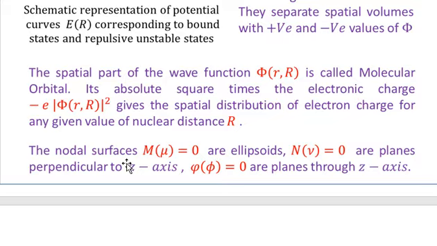The nodal surfaces M of mu equal to 0 are ellipsoids. The nodal surfaces N of nu equal to 0 are planes perpendicular to the z-axis. And the nodal surfaces phi of phi equal to 0 are planes through the z-axis. So these are the nodal surfaces that I have mentioned, and I have mentioned their meanings.